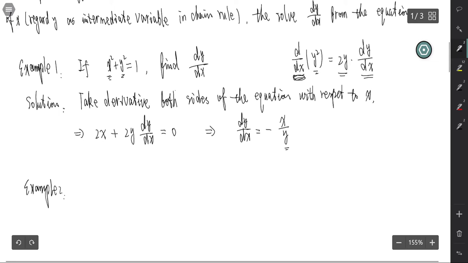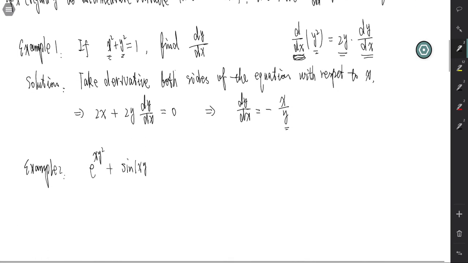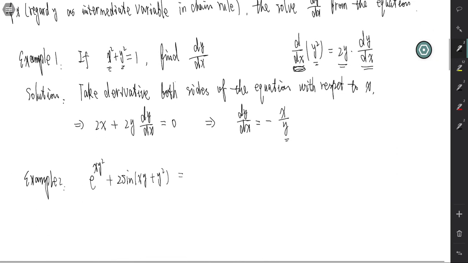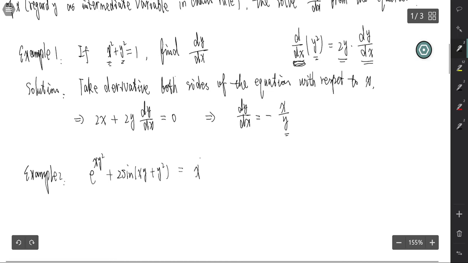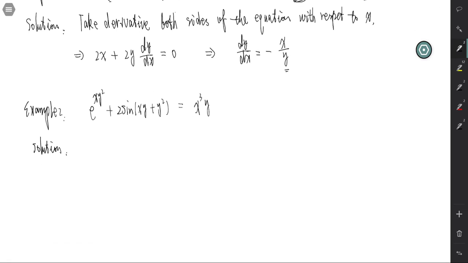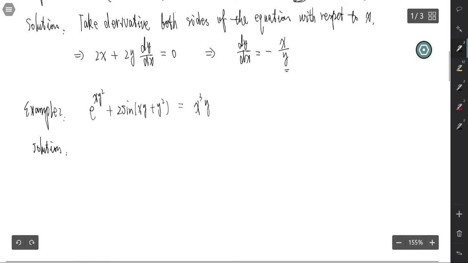Example 2: e to the x y squared plus 2 sine x y plus y squared equals x cubed y. The solution is to differentiate both sides.